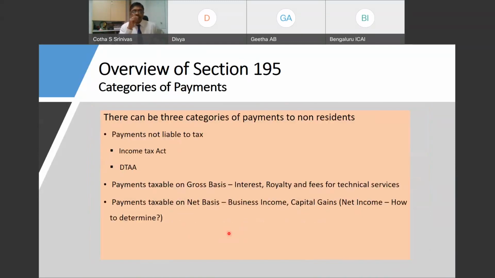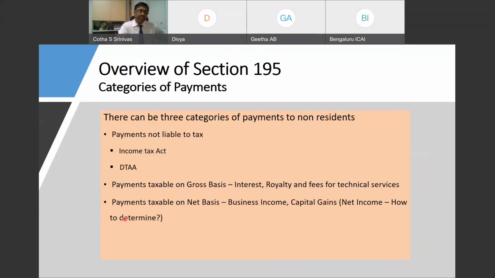There can be 3 categories of payments to non-residents. First, payment not liable to tax, so it will be exempted, maybe as per the Income Tax Act, or as per DTAA, it need not be liable to tax. Then payments taxable on gross basis, that is when we make payments towards interest, royalty, and fees for technical services.